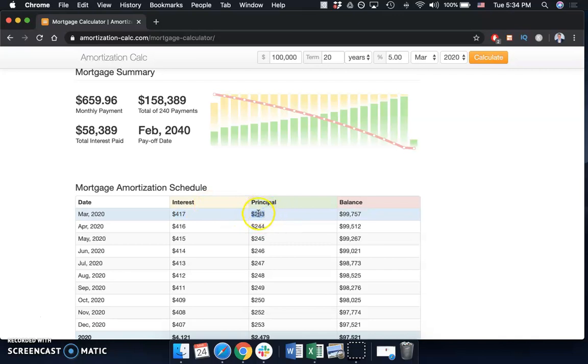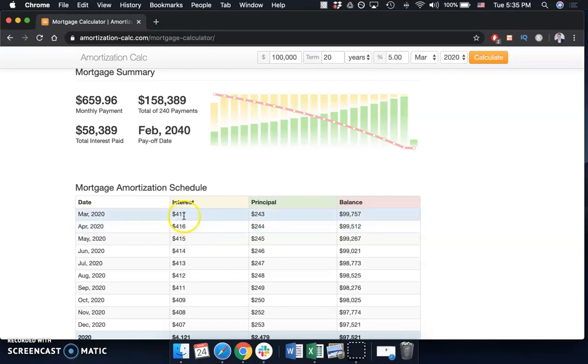Now, after we pay that principal, we take the $100,000 minus the $243, which gives us a balance of $99,757. Now we come to our next payment. So we owe the bank a little bit less. In the very beginning, we're paying interest of 5% based off of the $100,000. Now we owe the bank a little bit less, so the interest portion of our payment is going to go down.